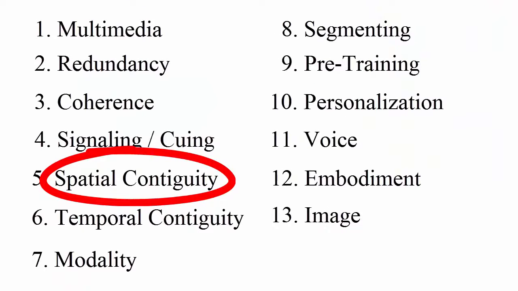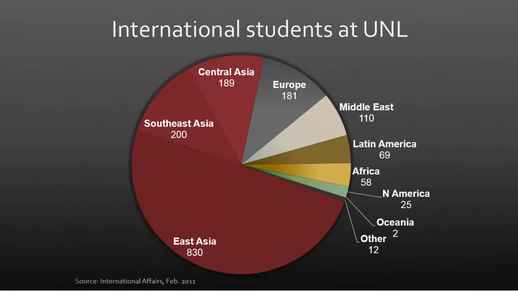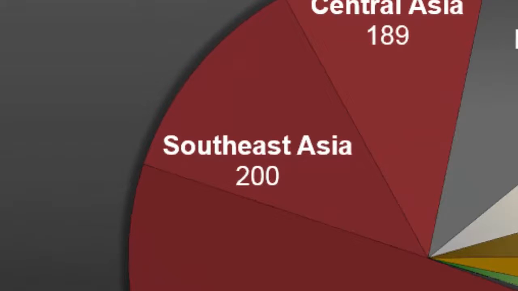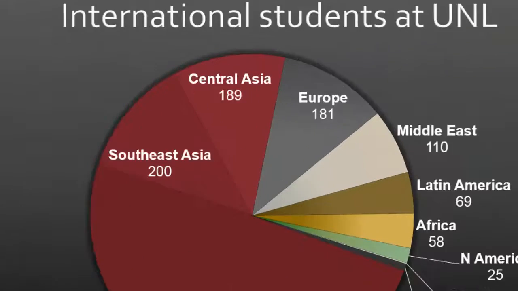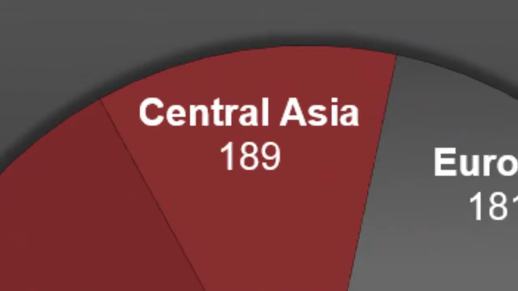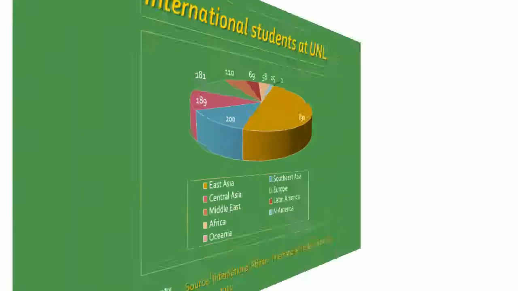Spatial contiguity principle. The basic idea behind the spatial contiguity principle is that when you present two things that are closely related to each other, put them together rather than far away from each other. In this example, you can easily tell UNL had 200 students from Southeast Asia back in 2011 and 189 students from Central Asia.